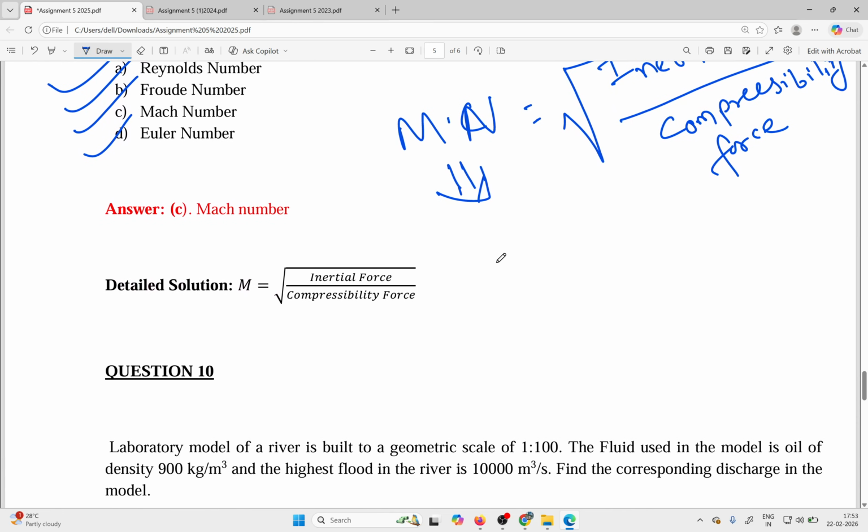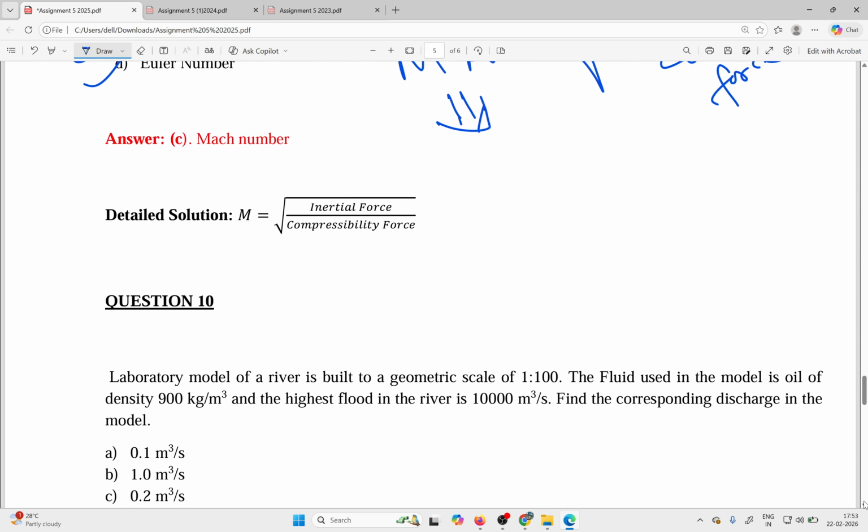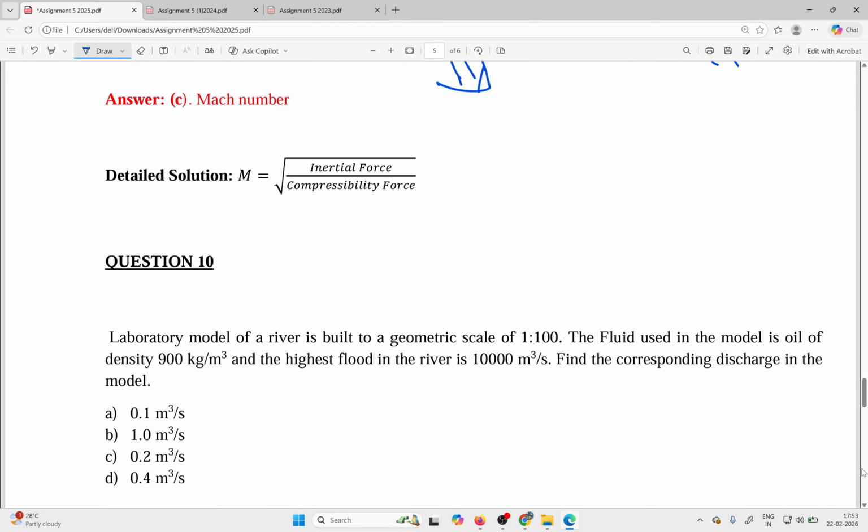Now we'll move on to the next one. Okay, this is the last question for this first assignment, your assignment 2025. Then we'll solve the assignment 2024 also, no issue.